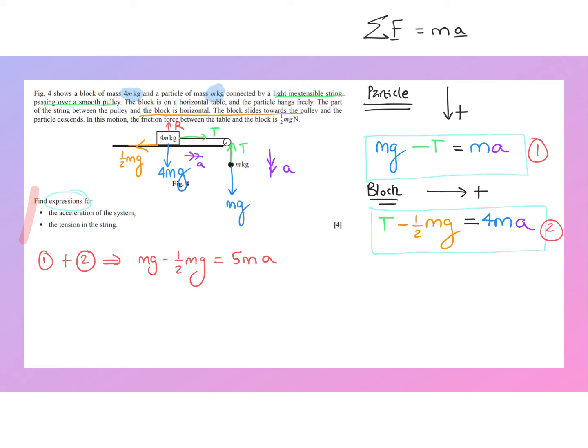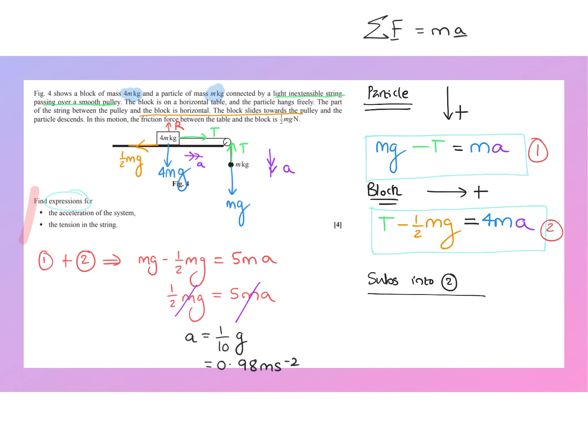Now, on the left-hand side, we get a half mg equals 5ma, and actually, m is going to cancel from both sides of this. So we won't end up with an answer that's in terms of m. We're going to end up with a equals 1/10 of g, or 0.98 meters per second squared.